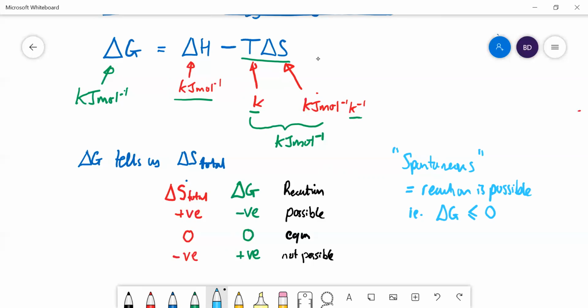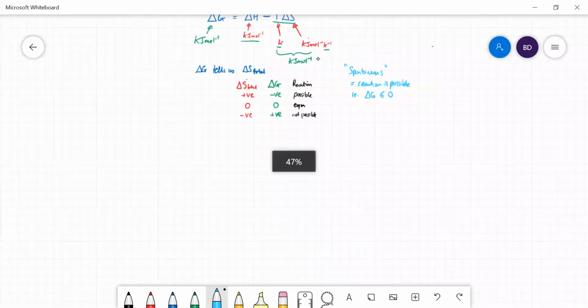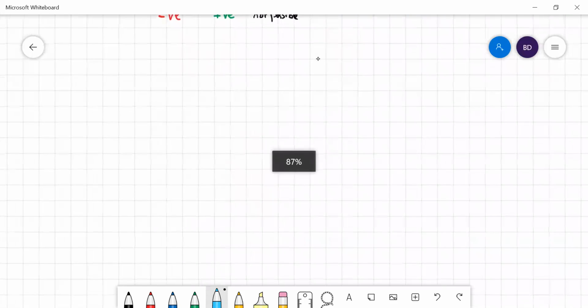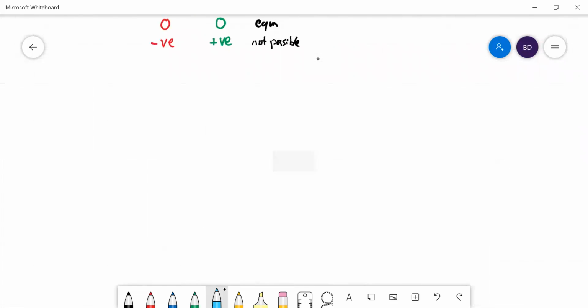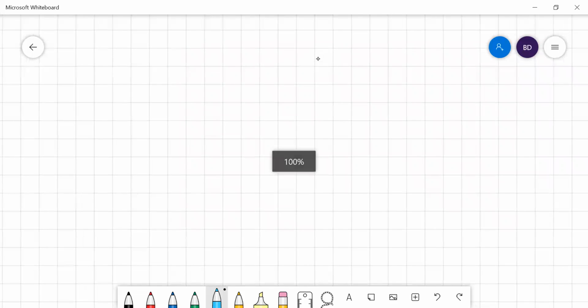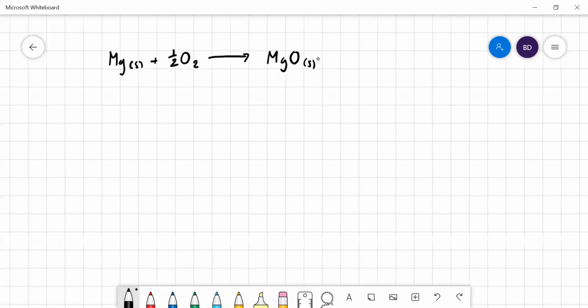It's different. Okay, so let's have a go at calculating delta G for a reaction. Let's have a look at the formation of magnesium oxide from magnesium and oxygen. So we've got magnesium solid plus a half O2 goes to MgO solid. And let's see if this reaction can occur. Is this possible? We all know it is possible because you can burn magnesium ribbon, can't you? We're going to see if it's possible at 298 Kelvin.